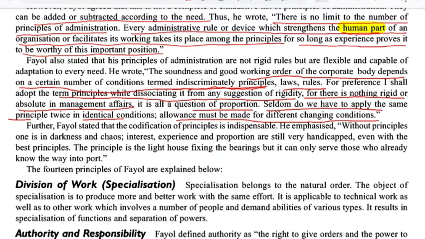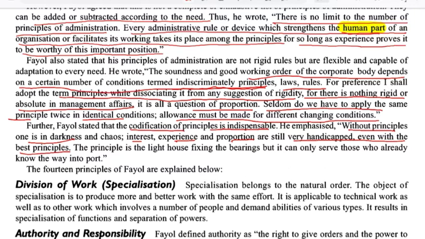Henri Fayol stated that the codification of principles is indispensable. He emphasizes that without principles one is in darkness and chaos. Means if there is no principle, then one will be in darkness and chaos. If there is a best principle in the organization but someone is without principle, the people in the organization will be in chaos, and lack of interest and experience will be there.